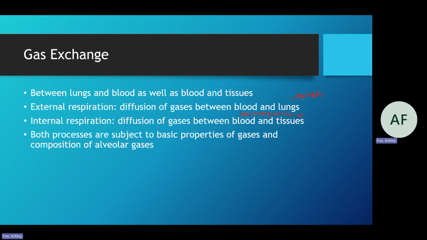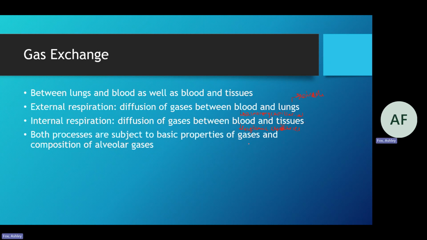Internal respiration is all on the inside, nothing to do with the outside. And this is between the blood again, but this is going to be systemic capillaries and the tissues. And first, gas is going to go into the interstitial fluid, or the fluid around the tissue cells, and then into the tissue cells. But internal respiration is between the systemic capillaries and that surrounding of the tissue cells.